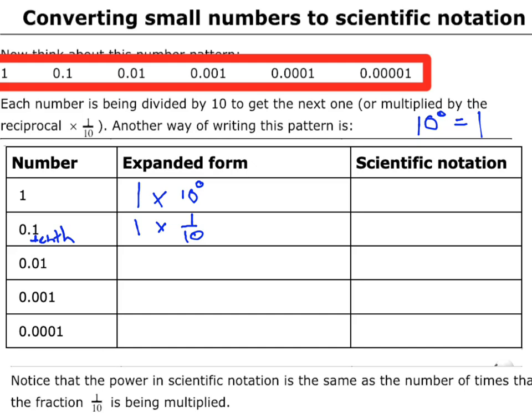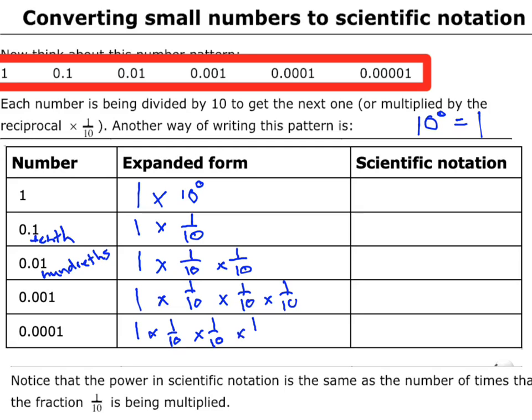If I do 0.01, 1 times 1/10 times 1/10, because that will give me my hundredths column. Okay, 0.001, 1 times 1 over 10 times 1 over 10 times 1 over 10. And the next one, 1 times 1 over 10 times 1 over 10 times 1 over 10 times 1 over 10. So if you notice the pattern, what's happening now is that we are multiplying it by 1 over 10.